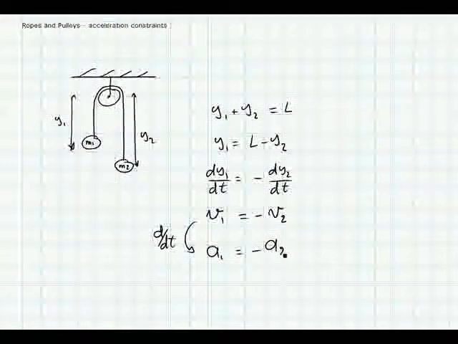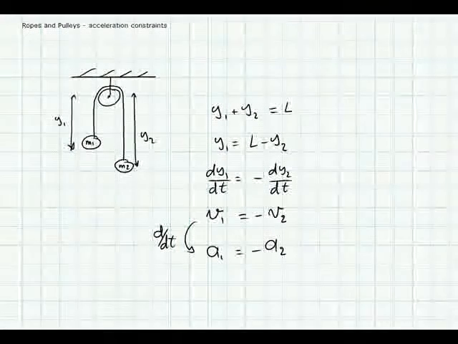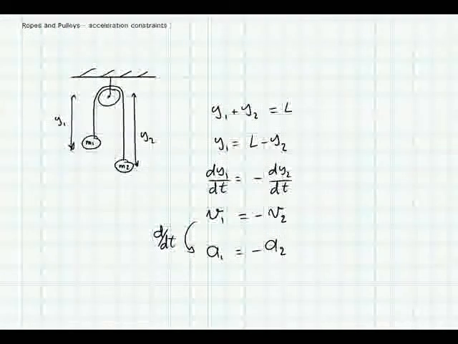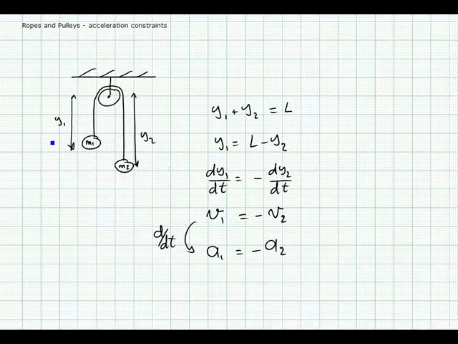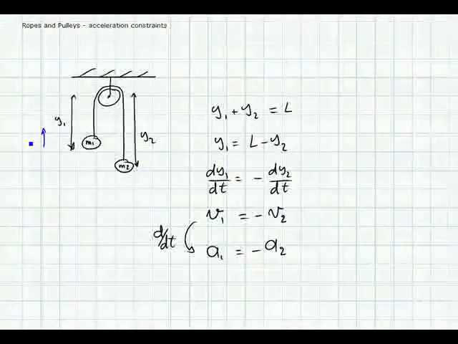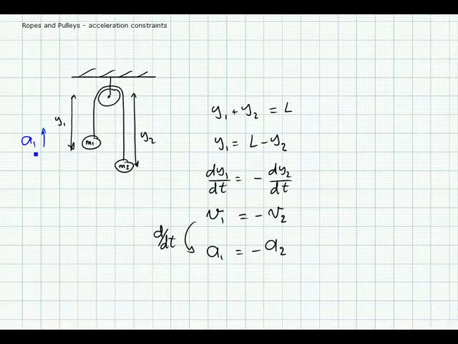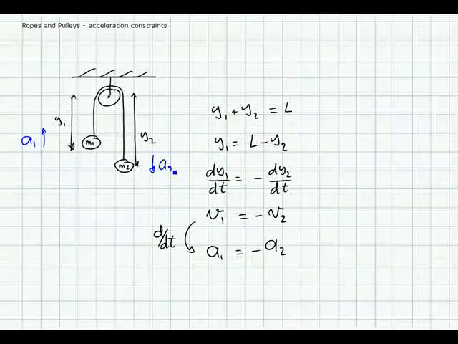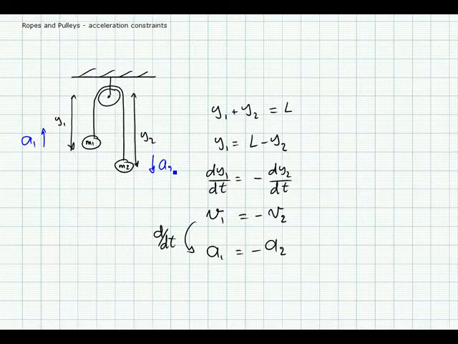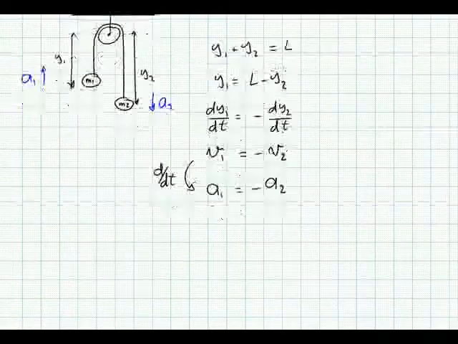This is just a simple scenario which illustrates how one would go about treating more complicated configurations. So m1 would have an acceleration a1 and m2 would have an acceleration a2, and they're of course equal in magnitude but opposite in sign.